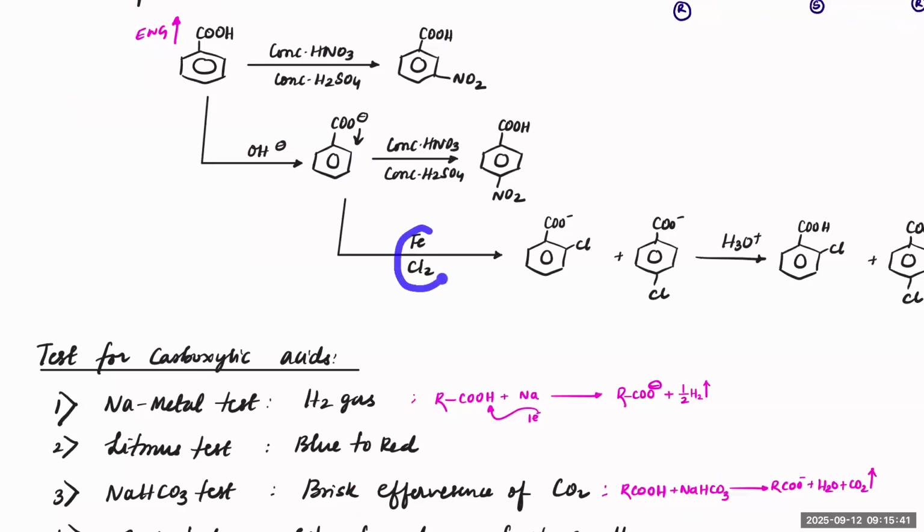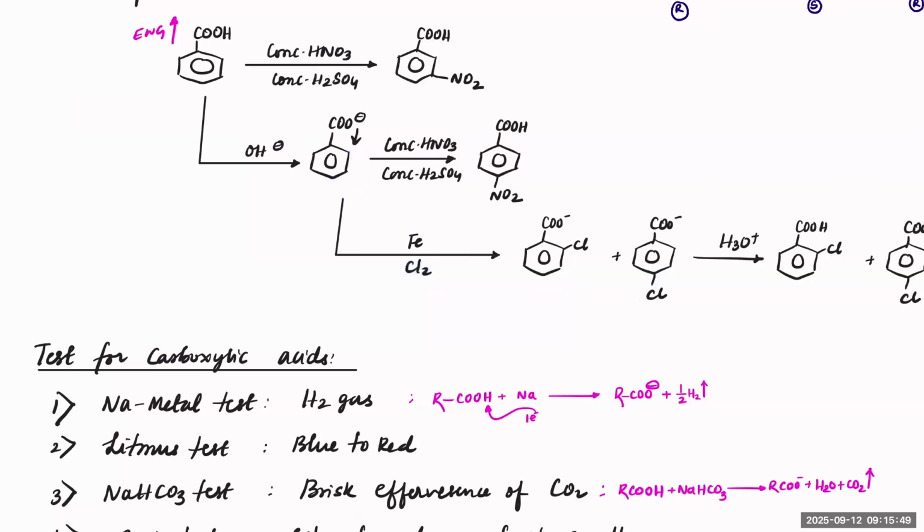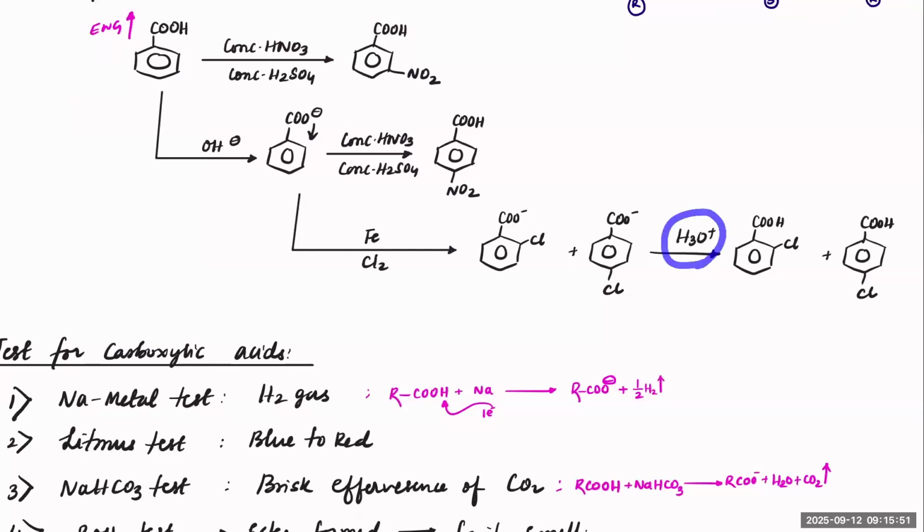Same way, if I react with iron and Cl2, Cl plus as an electrophile can attack at the ortho or para position. You'll get these two products. Thereafter, if you do hydrolysis, you can get that H back here. COO minus will take that H back and you'll get these products. Any doubt here, beta? No, sir. Clear?